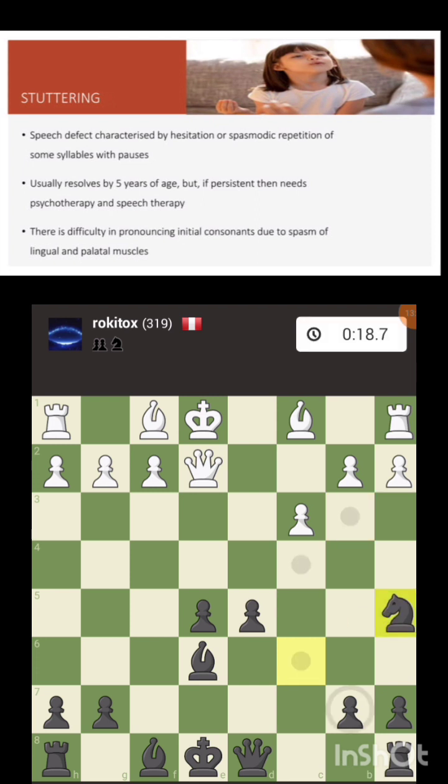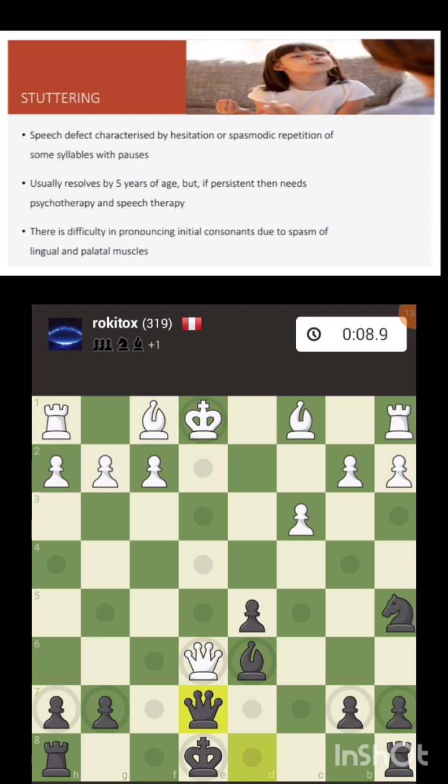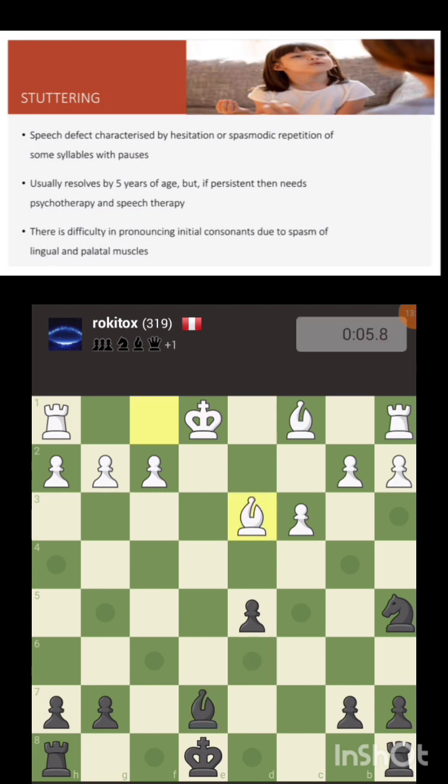Stuttering is a speech defect characterized by hesitation or spasmodic repetition of some syllables with pauses. Usually it resolves by 5 years and nothing needs to be done, but if it's persistent, then you require psychotherapy and speech therapy. They may have difficulty pronouncing initial consonants due to spasm of lingual and palatal muscles, but they grow out of it.